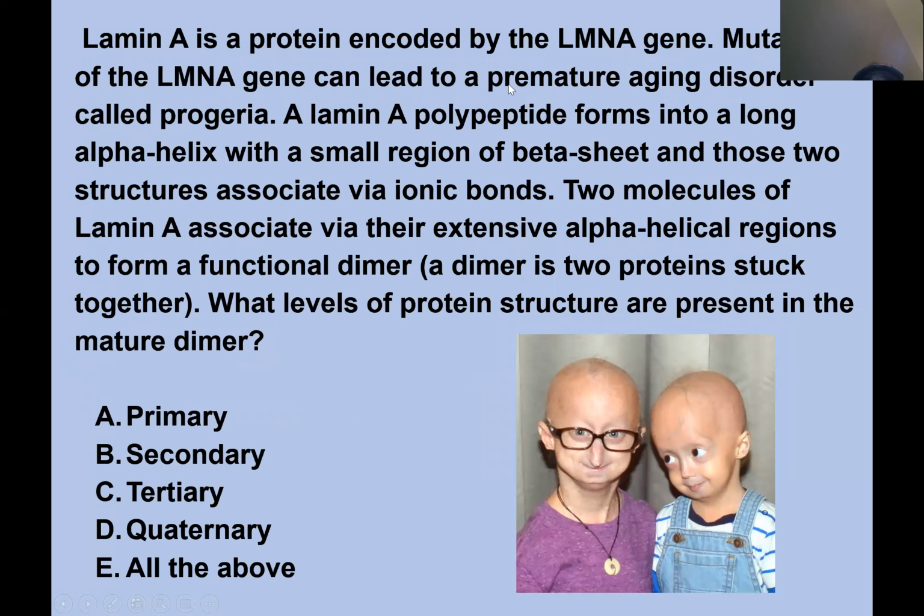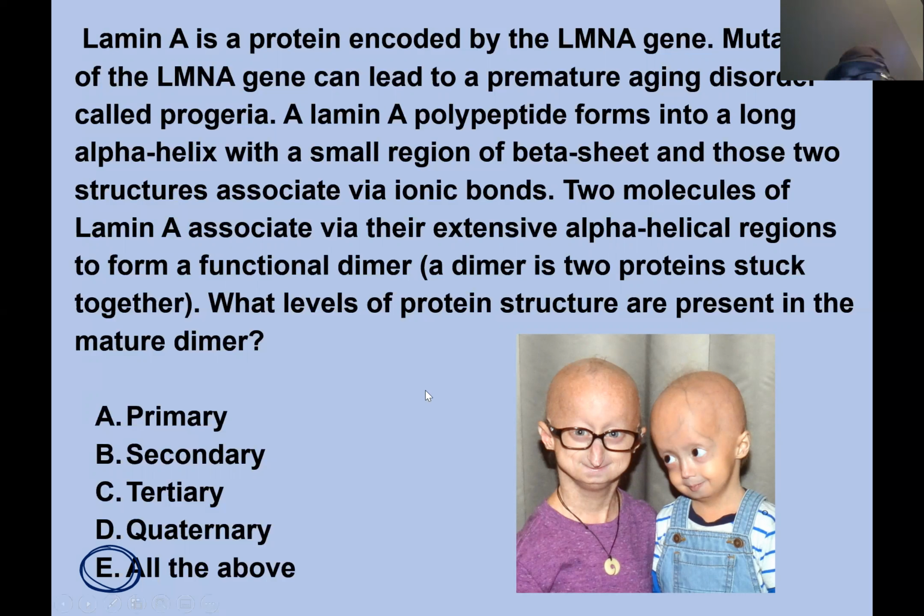And lamin A is a protein encoded by the LMNA gene. It causes progeria, which is a rapid onset of aging. So these are some children with progeria. So read through this. It talks about all different types of protein structure. And so the answer for this one is all of the above.